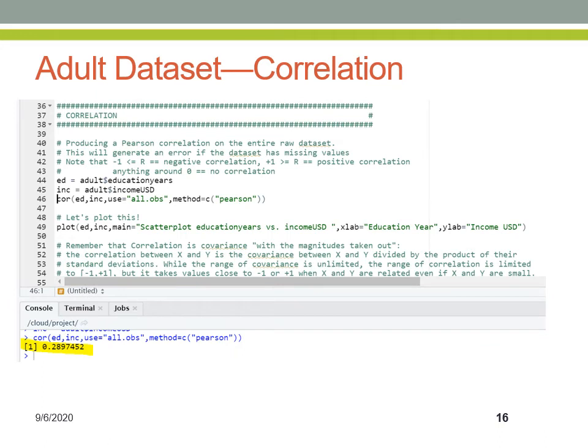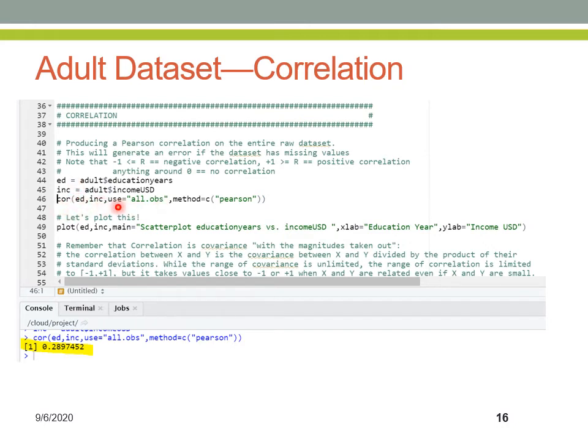If we want to find out how our education years attribute is related to our income USD attribute, the better way to calculate that relationship is by using correlation, since we're dealing with 2 different units, years versus dollars. So here again, I have cleaned up the variables by assigning little aliases to them, and then we're using COR instead of COV. COR gives us the correlation on our 2 attributes.